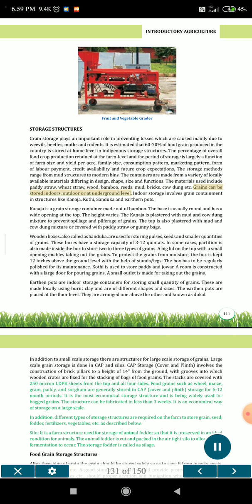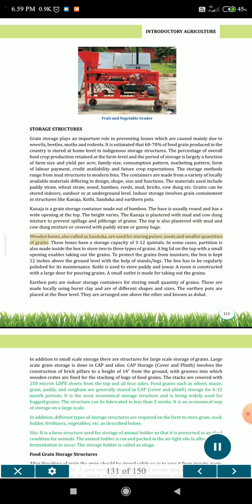Grains can be stored indoors, outdoor or at underground level. Indoor storage involves grain containment in structures like kanaja, koti, sanduka and earthen pots. Kanaja is a grain storage container made out of bamboo. The base is usually round and has a wide opening at the top. The height varies. The kanaja is plastered with mud and cow dung mixture to prevent spillage and pilferage of grains.